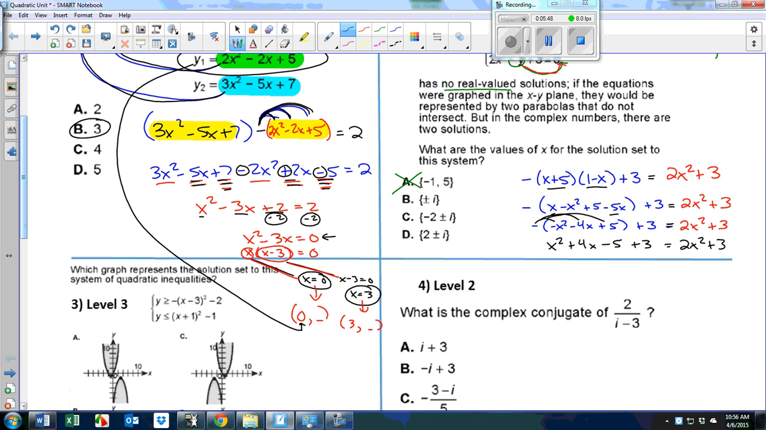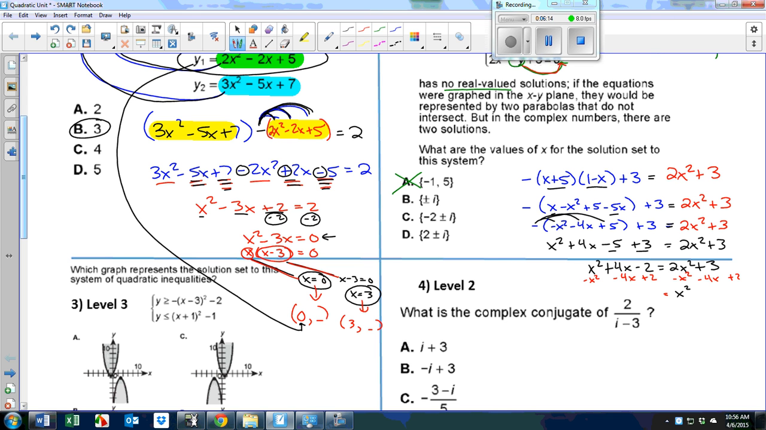it from here. Combine negative 5 and 3, so x squared plus 4x minus 2 equals 2x squared plus 3, and get everything on one side so we can solve this quadratic that equals 0. I prefer to keep my x squared positive, so I'll subtract x squared, giving me an x squared on the right, which means I'm going to subtract the 4x and add the 2 as well.